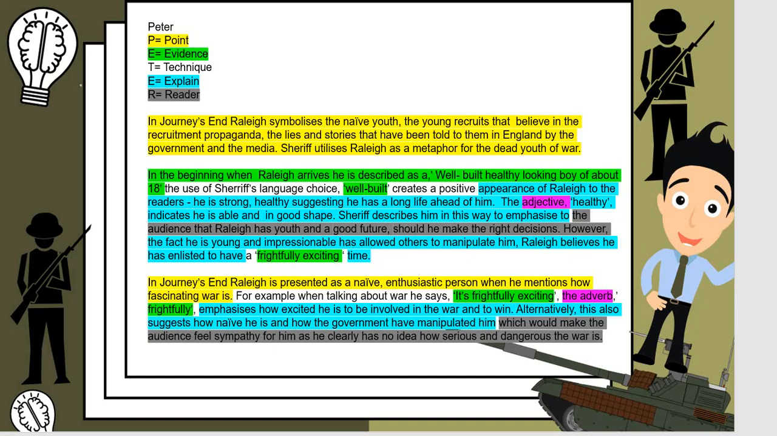However, the fact he is young and impressionable has allowed others to manipulate him. Raleigh believes he is enlisted to have a frightfully exciting time. In Journey's End, Raleigh is also presented as a naive, enthusiastic person when he mentions how fascinating war is. For example, when talking about war, he says it's frightfully exciting. The adverb frightfully emphasises how excited he is to be involved in the war and to win. Alternatively, this also suggests how naive he is and how the government have manipulated him, which would make the audience feel sympathy for him, as he clearly has no idea how serious and dangerous the war is.